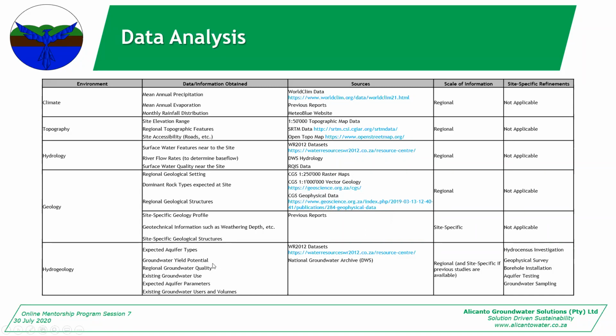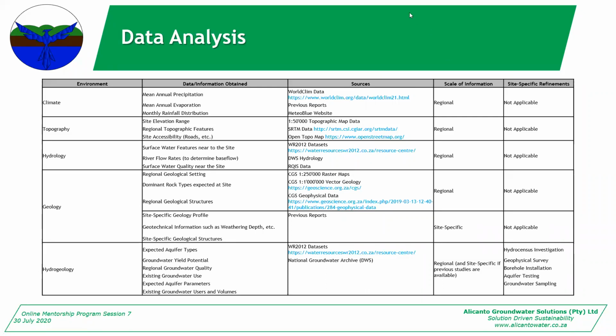And then again for hydrogeology, I would recommend starting at the WR 2012 and then working your way to the National Groundwater Archive when that starts working again, and your previous site reports, your hydrocensus investigations, etc. So keep this as a little cheat sheet for you guys. If you ever want to look for a specific data set, you can just look at these links and go from there. I might just include them.